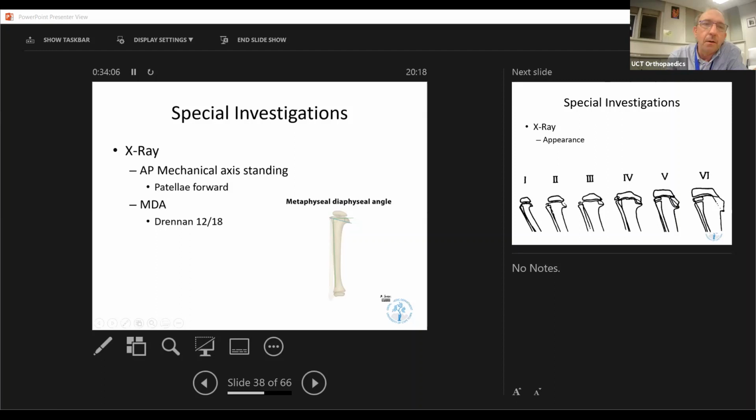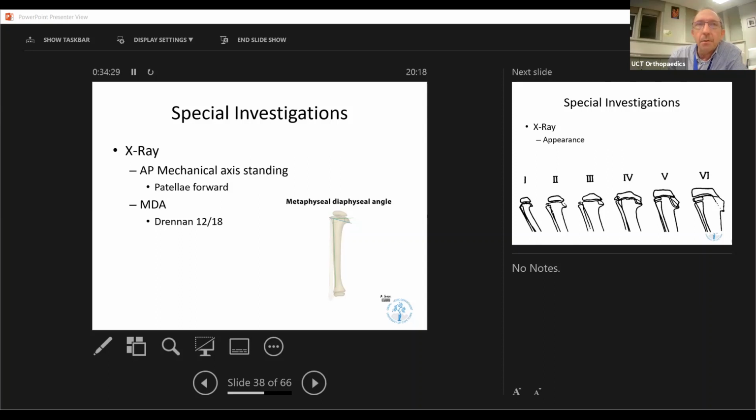And there are a couple of radiological filters now, and Drennan describes a metaphyseal-diaphyseal angle, the MDA. In his article, 12 or more is going to be significant.